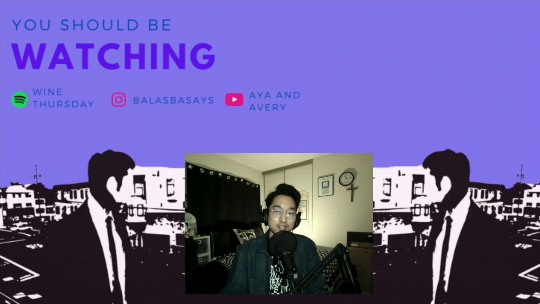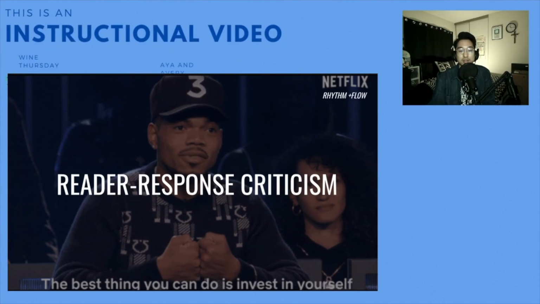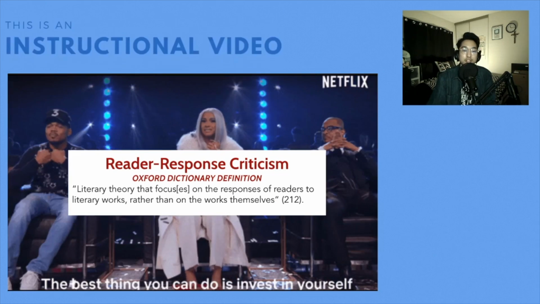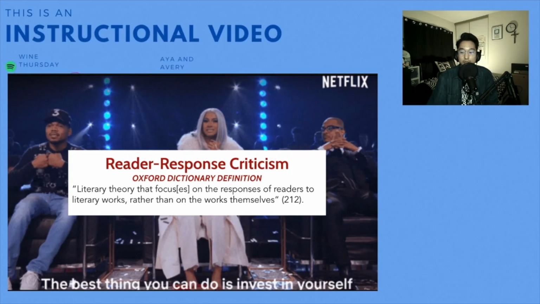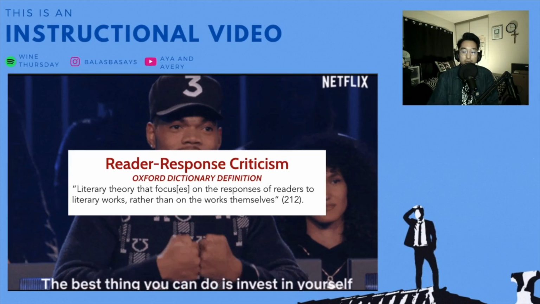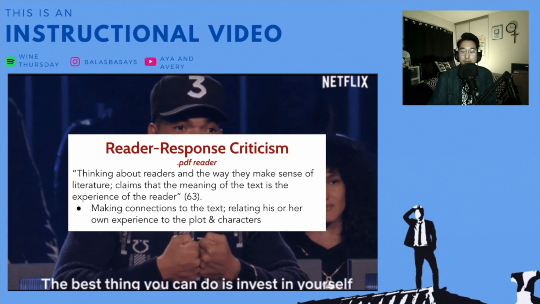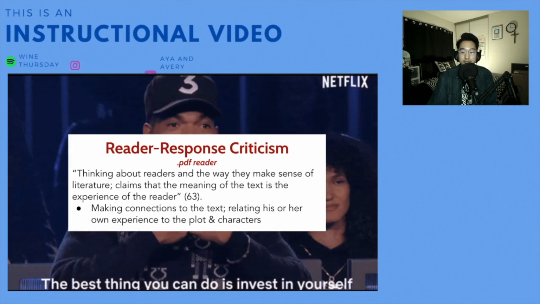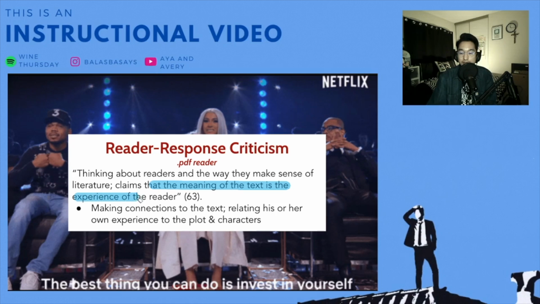Let's start off with the first lens, with you, also known as reader response criticism. According to the Oxford Dictionary, reader response criticism is literary theory that focuses on the responses of readers to literary works rather than the works themselves. This theory gets us thinking about readers and the way they make sense of literature. It claims that the meaning of the text is the experience of the reader.